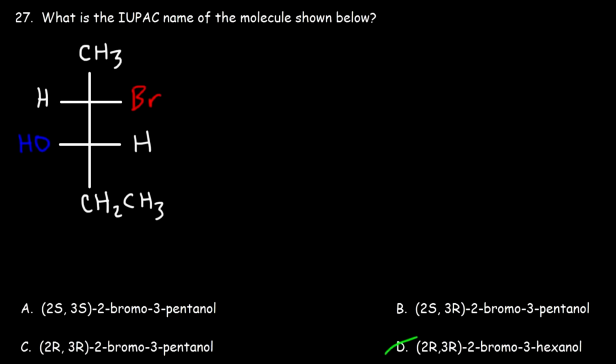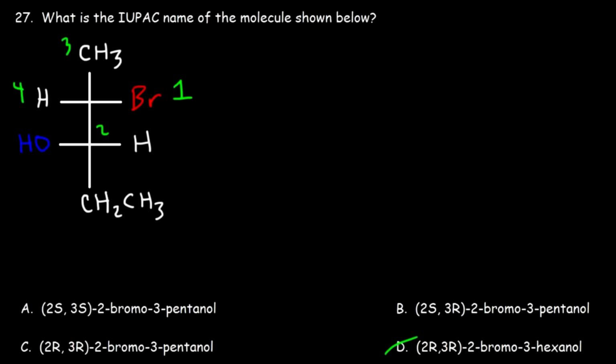So everything else is the same, 2-bromo, 3-pentanol. The only thing that's different is the configuration. So we need to determine if we have an R or an S isomer. So let's start with this chiral center, carbon number 2. Now we know that the hydrogen is group number 4. It has the lowest priority. Bromine has the highest. This entire group here is going to be group number 2. And then number 3 is the methyl group.